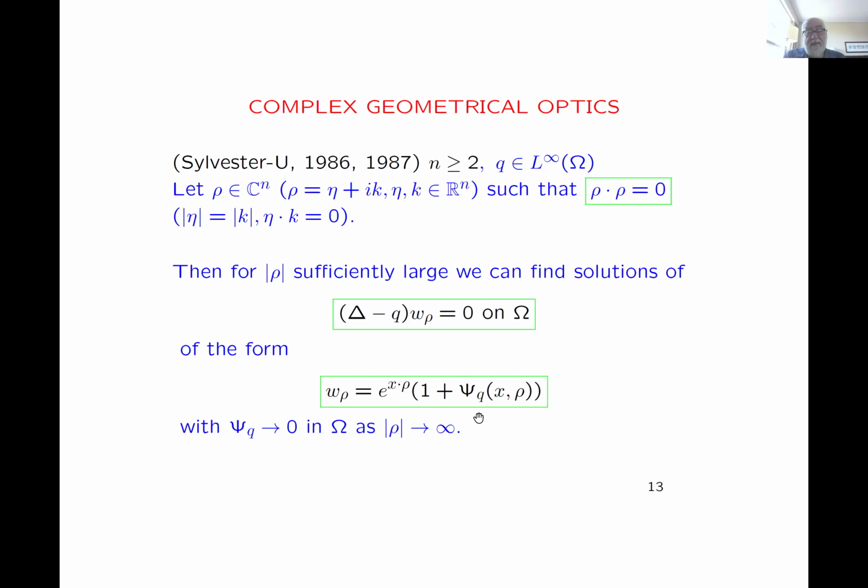But this replaces waves for elliptic problems. We don't have waves, but this is a replacement. For hyperbolic equations, we have real geometrical optics. These are oscillating functions and so on. But these can grow exponentially, can decay exponentially, or can oscillate.